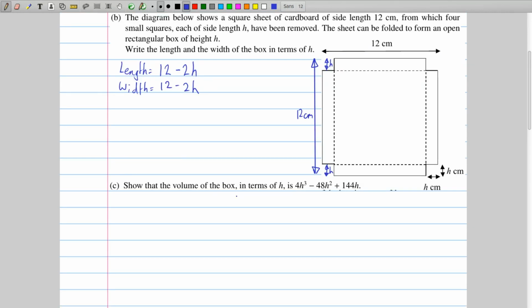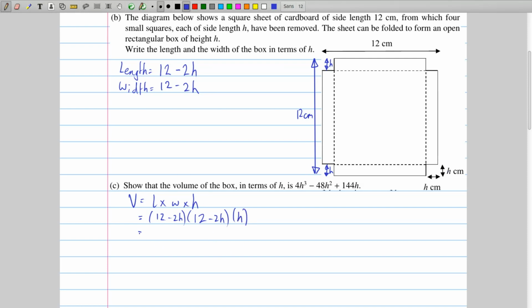Part C asks us to show the volume of the box is this particular formula, 4h cubed minus 48h squared plus 144h. And to be able to do this, you need to know how to find the volume of the box. That is given by the length times the width times the height. Now we know all of these. We don't know the exact numbers, but we have a way of representing them. We know the length is 12 minus 2h. The width is also 12 minus 2h. And the height is going to be h centimeters.